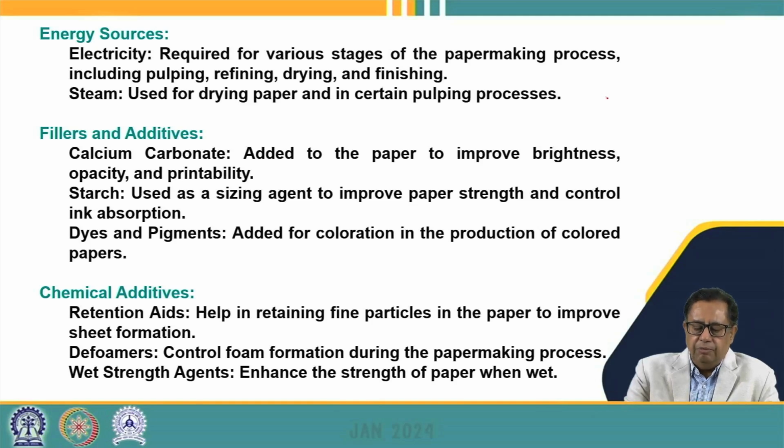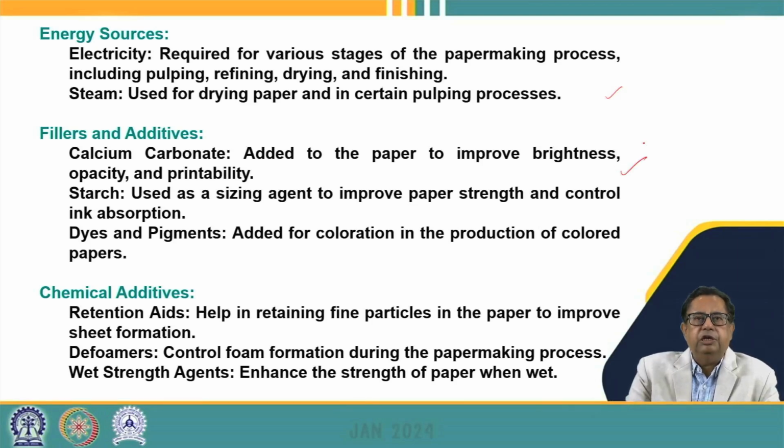Then there is a requirement for energy sources. There are various stages like pulping, refining, drying, and finishing. They all require a lot of machines, and they may require a lot of electricity. Steam may also be used during certain processes, like when we are drying the paper. In that case, the steam may be used.